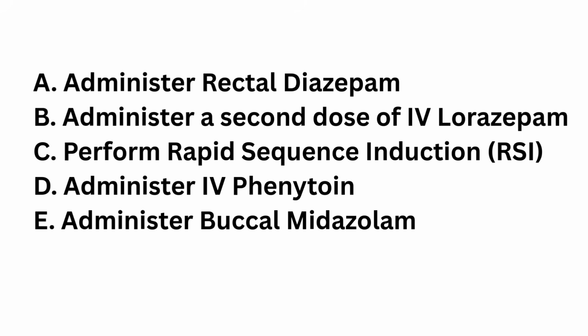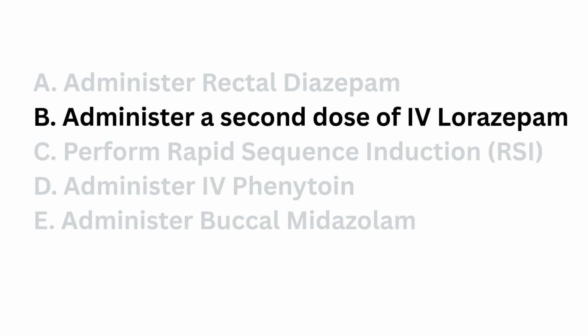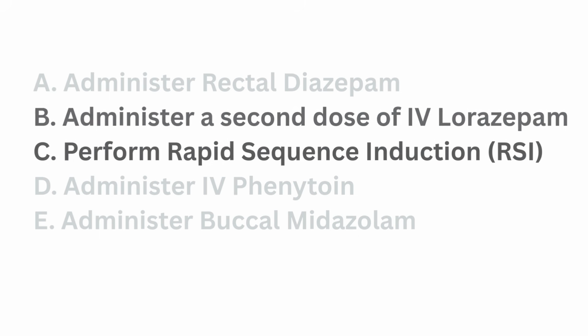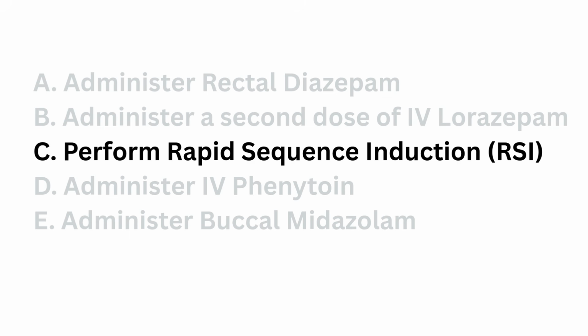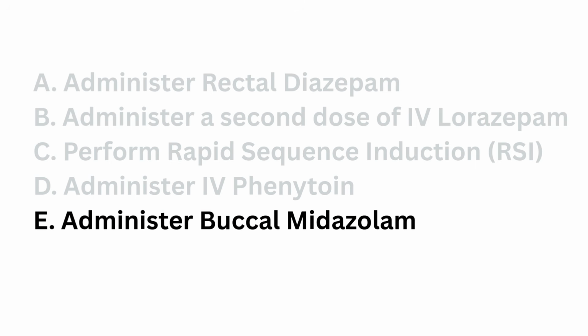Option A, administer rectal diazepam. Option B, administer a second dose of IV lorazepam. Option C, perform rapid sequence induction, RSI. Option D, administer IV phenytoin. And option E, administer buccal midazolam. This is a classic algorithm question. Let's eliminate based on sequencing.